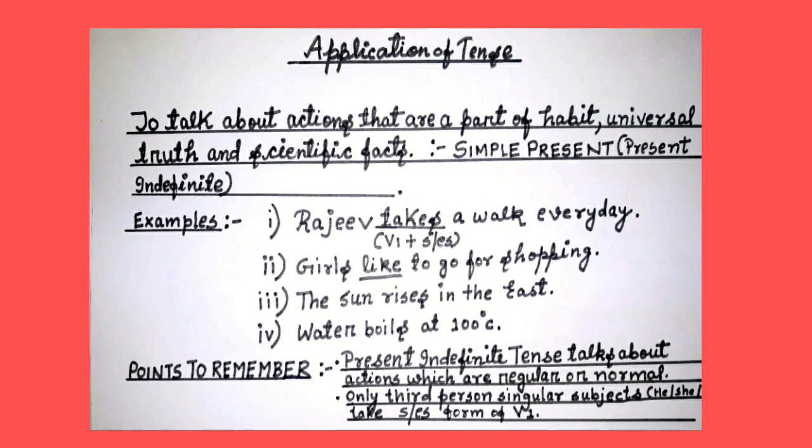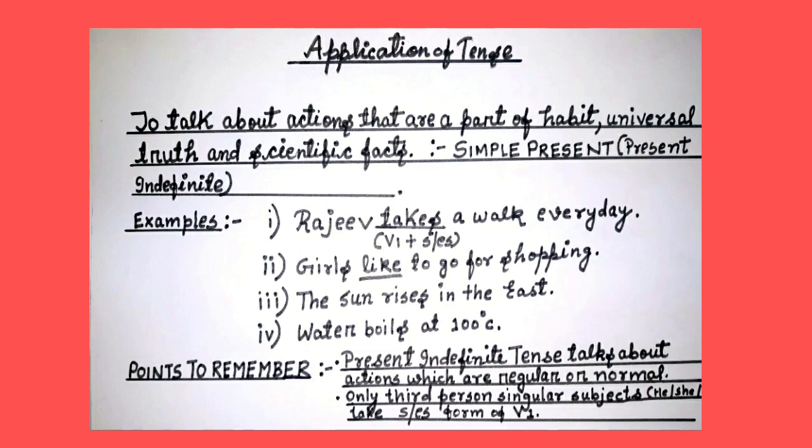In the first sentence, Rajiv was a third person singular subject. That's why we have used the S or ES form of the verb take. On the other hand, in the second sentence, the subject is girls, which is plural. That's why we have just used the first form of verb without using S or ES form.